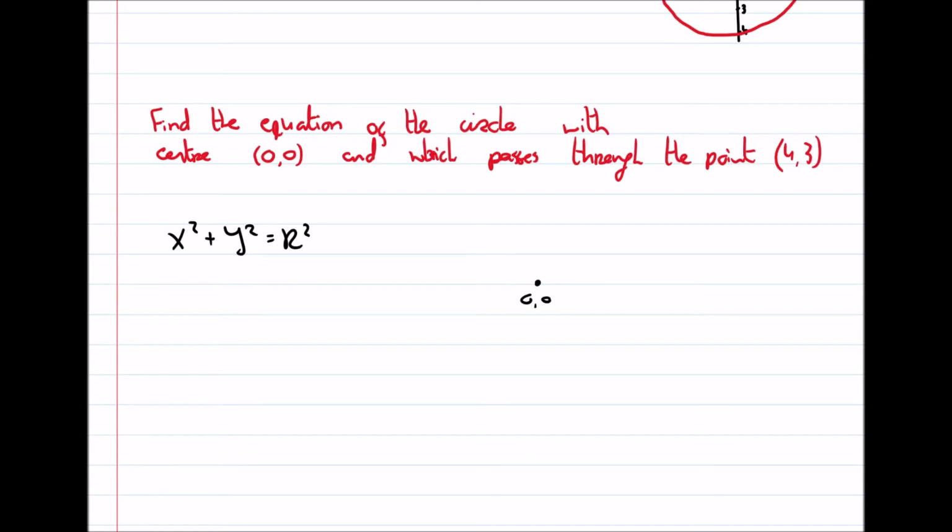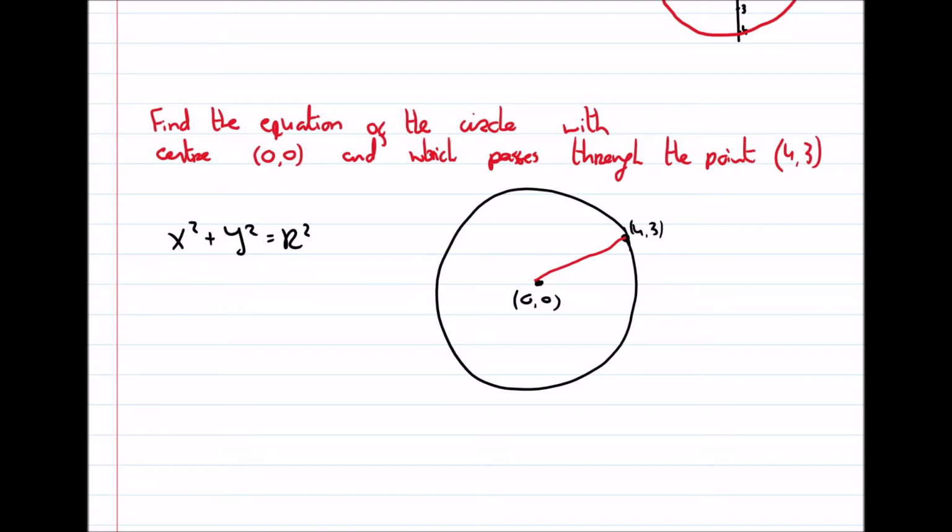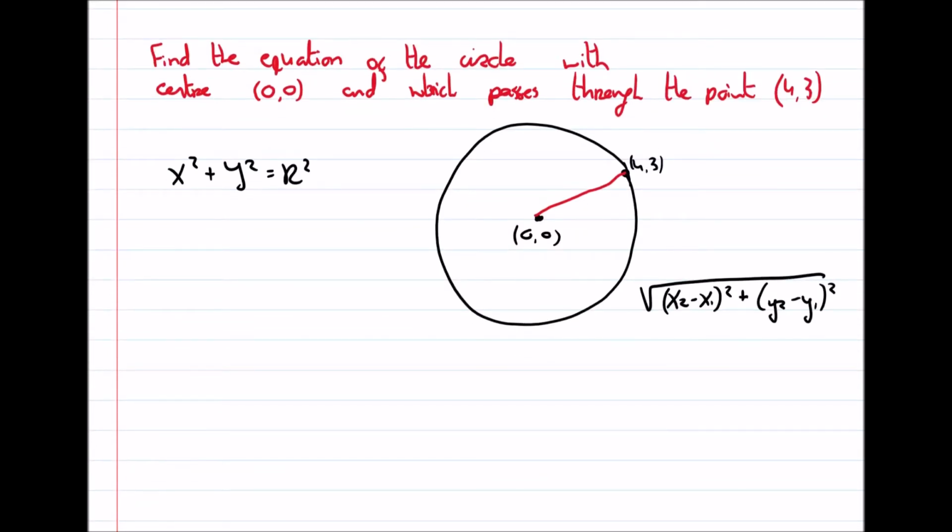Here's point 0, 0, and it passes through the point 4, 3, so out here somewhere is 4, 3. If I could find the distance between this point and the center, wouldn't that be the radius? Yes, it would. So how I do that is the distance formula: the square root of x2 minus x1 in brackets squared plus y2 minus y1 in brackets squared. I call this x1, y1, and this x2, y2.